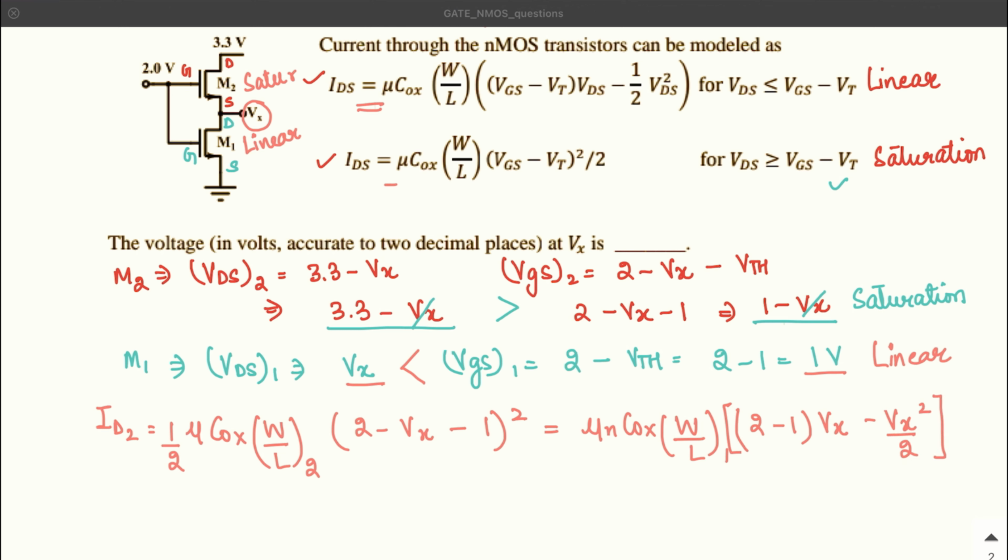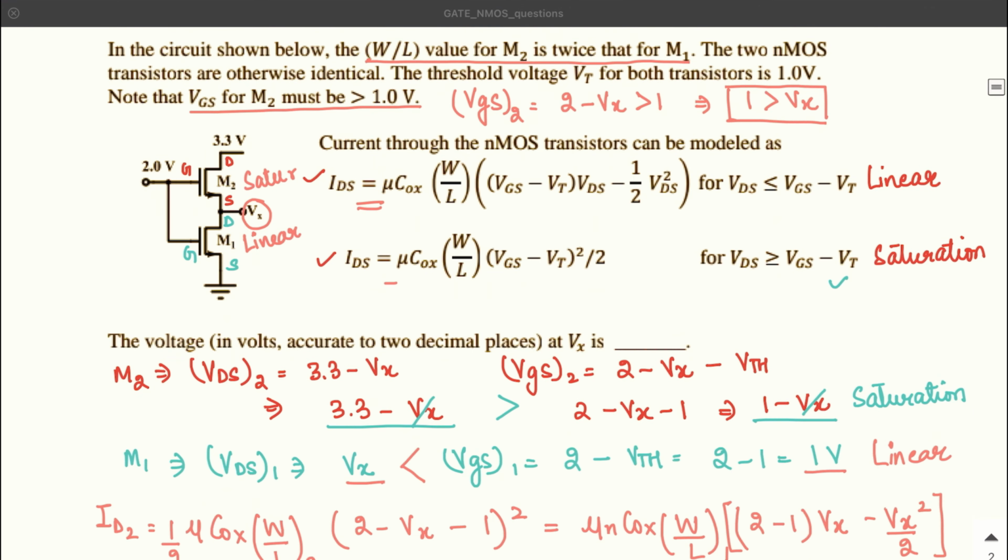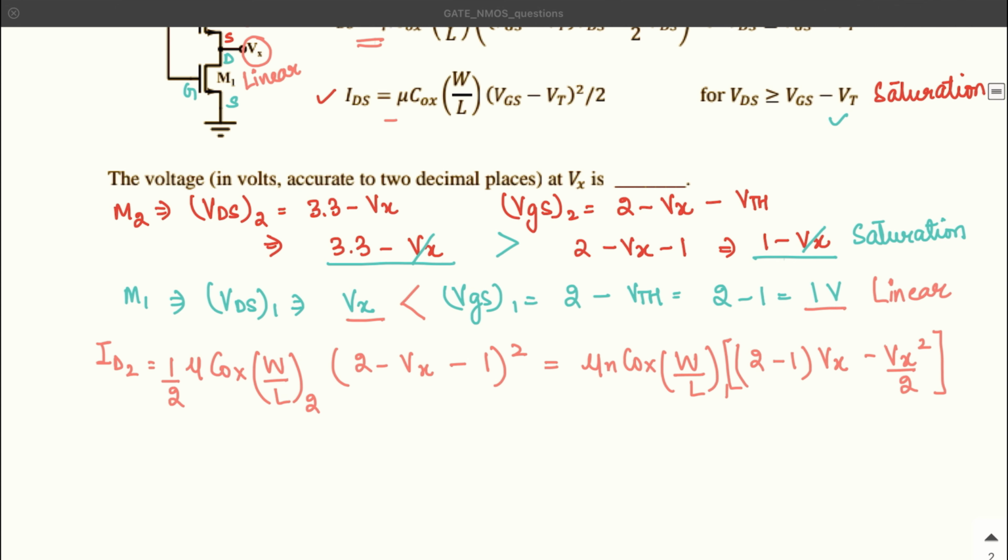Yes, so this is what you get for the equations, and you are also given one more piece of information that you should not forget. W by L for M2 is twice of M1. So we need to consider this. Rest all the parameters are the same. So I can simply cancel these mu n Cox, and I know that this W by L is actually twice of W by L1, so this 2 will get cancelled when I equate them.